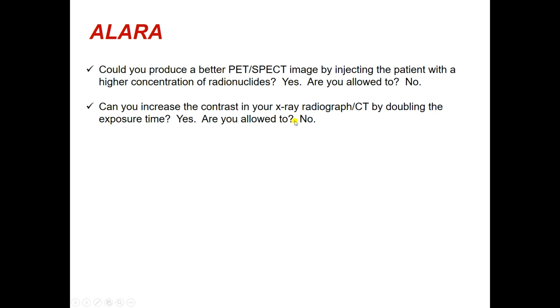Are you allowed to do that? No, you're not, because it's a non-zero dose delivered by X-ray radiographs and CT. And just because it's easier for you to read the radiograph, you are not allowed by the principle of ALARA to expose the patient to greater dose than he or she needs to make that image.